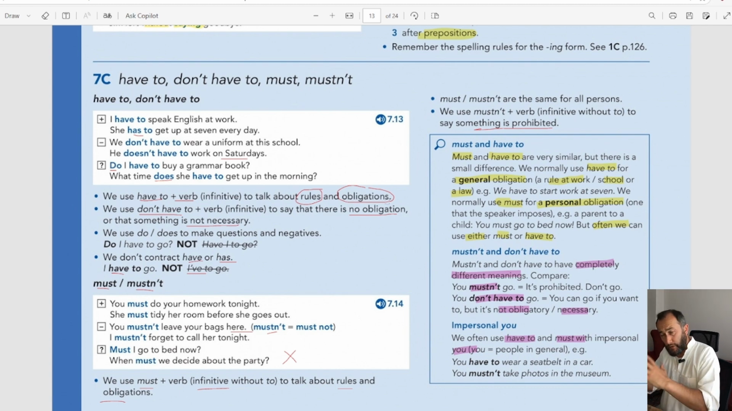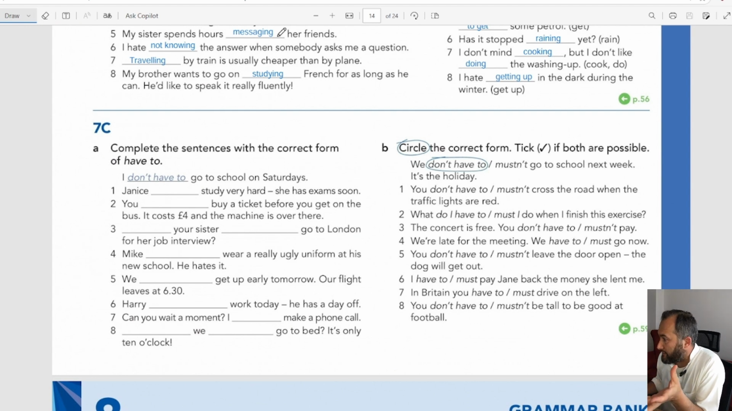Now we're going to move to the exercise part, to do some exercise to practice, so that we can understand better. Two parts again, A part and B part. So we're going to start tackling the A part. First, the instruction here: complete the sentences with the correct form of have to.